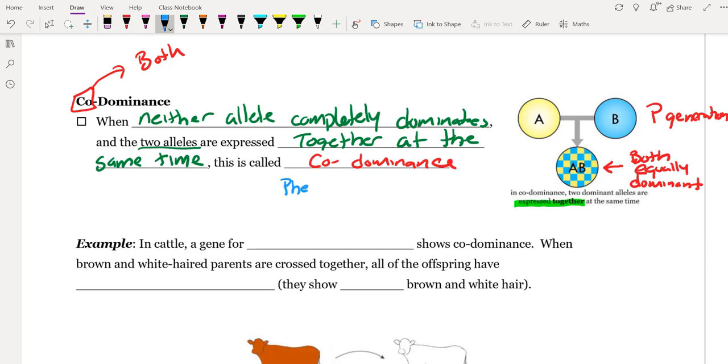Phenotype, when we say phenotype, is what is expressed. What do we see? Okay? What it looks like. Okay? For example, let's do an example here.